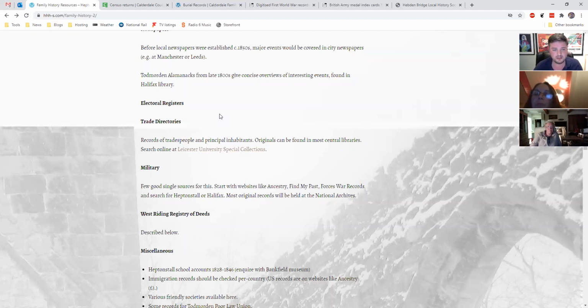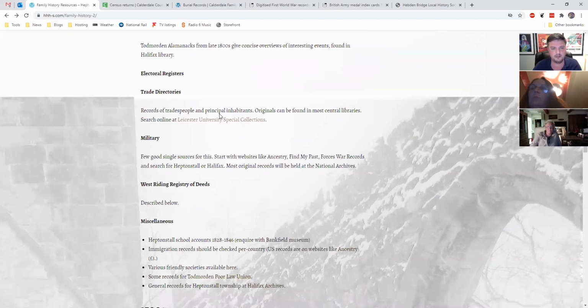Military records, unfortunately, are a little bit difficult to find for the 19th century. I generally recommend starting with websites like Ancestry, Find My Past and Forces War Records. If you search for a name, they'll generally also record the parish where they came from. So sometimes people write Heptonstall, some people just write Parish of Halifax. So it can be easy, can be hard to find people.